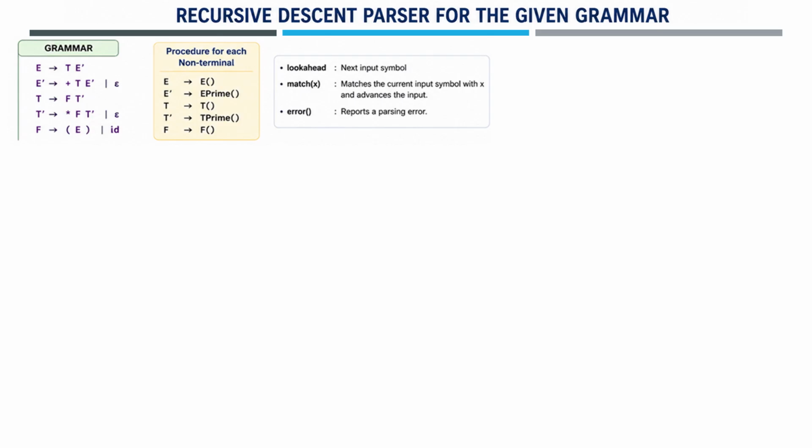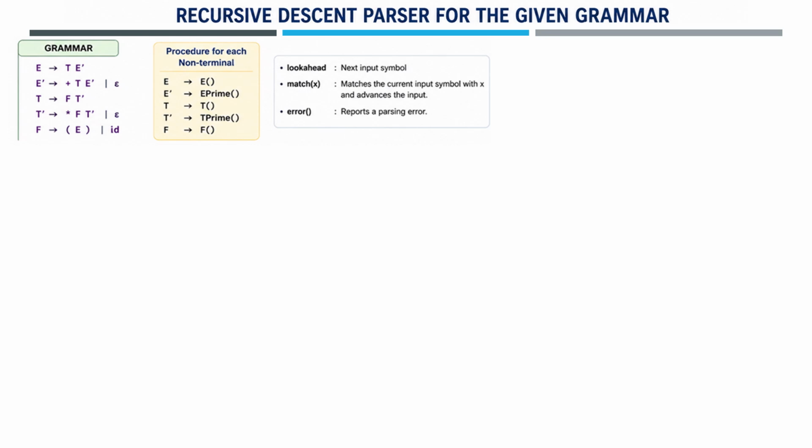So how will we write the function? Function name followed by open bracket, close bracket. I'm naming the procedure for E as E open bracket, close bracket. E dash, I'm naming it as E prime. T is T of, T dash is T prime of, then F is F of. Okay.